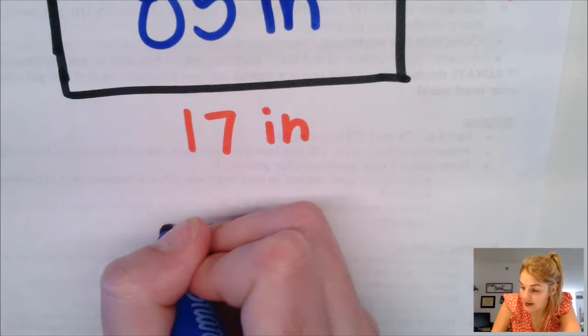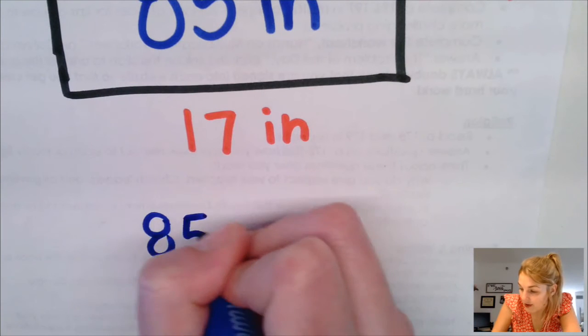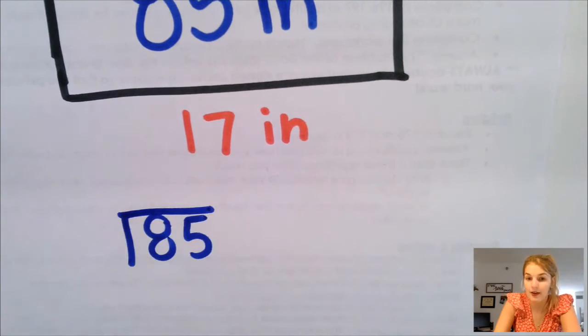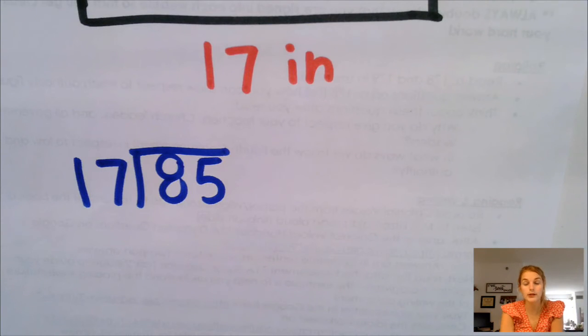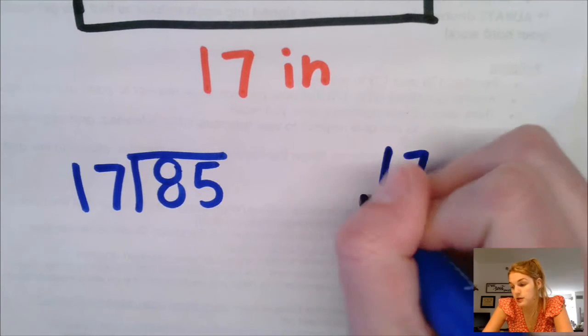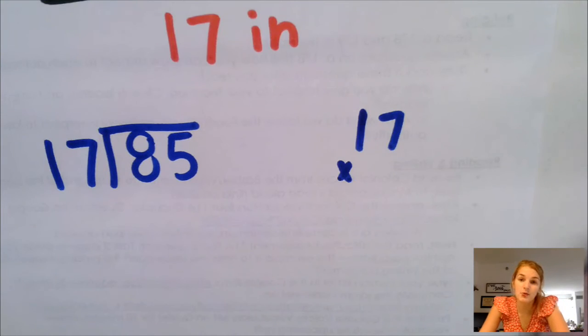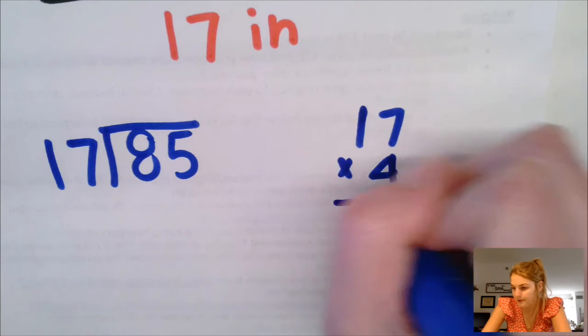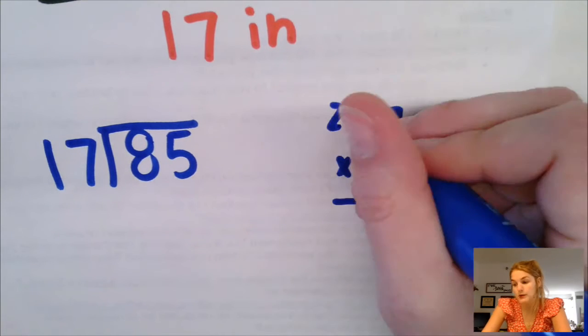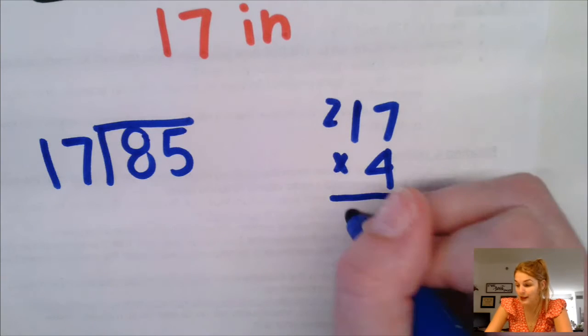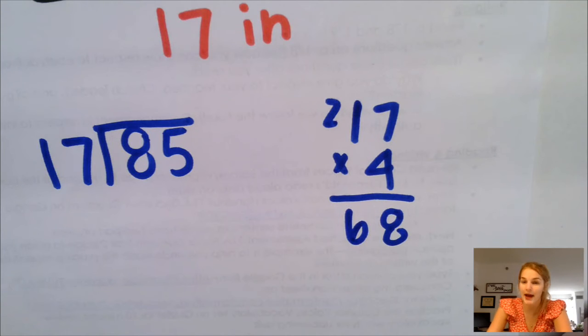So let's see what that is. 85 divided by 17. Okay, well, let's go through some different examples. Let's try to figure this out. Let's start with 17. I know 17 times 1 is 17. Well, what about 17 times 2? It's got to be bigger than that. Let's try 17 times 4. 7 times 4 is 28. 4 times 1 is 4, plus 2. That's 68. We got to go a little bit higher.